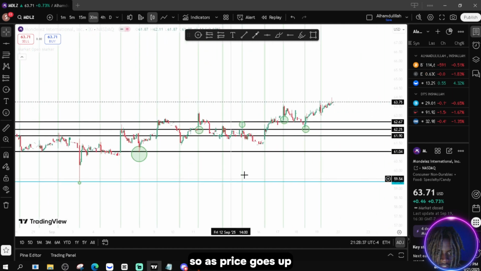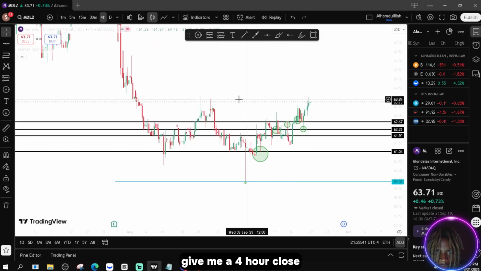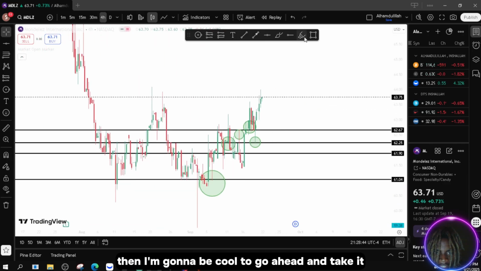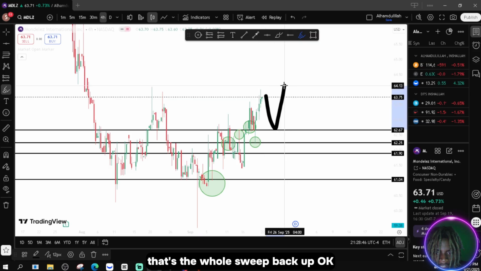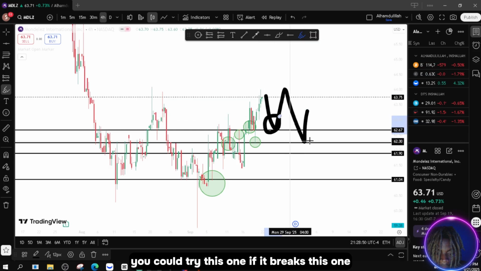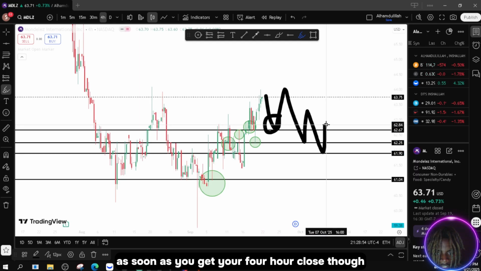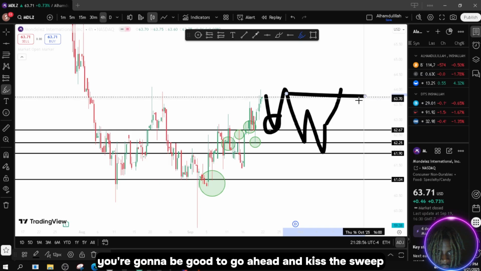Okay, so as price goes into price, if I see price pull back to any of these levels, give me a 4-hour close, then I'm going to be cool to go ahead and take it. That's the whole sweep back up. Okay, if it breaks this level, it's okay. You could try this one. If it breaks this one, that's fine. You could try this one. As soon as you get your 4-hour close though, you know you're going to be good to go ahead and take the sweep, inshallah.